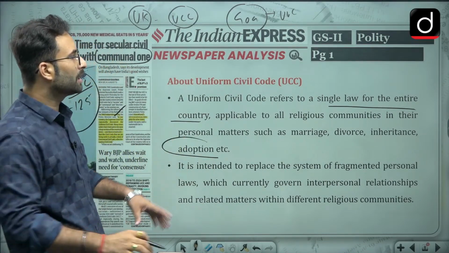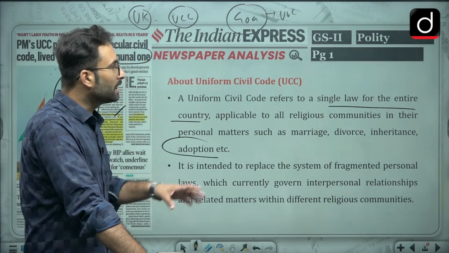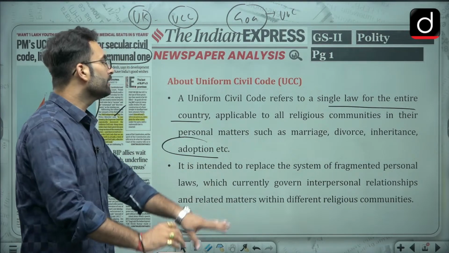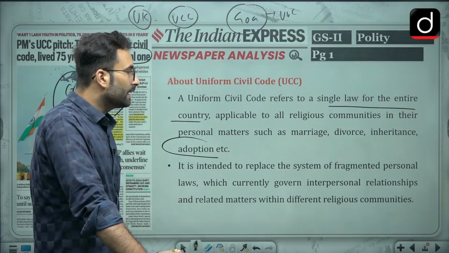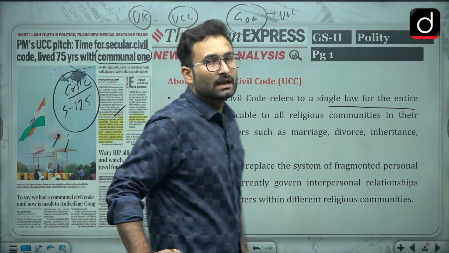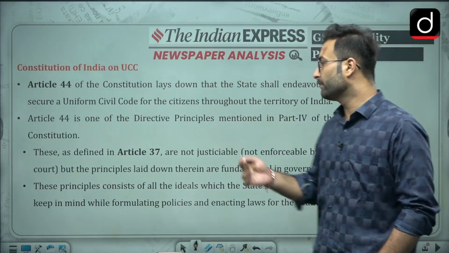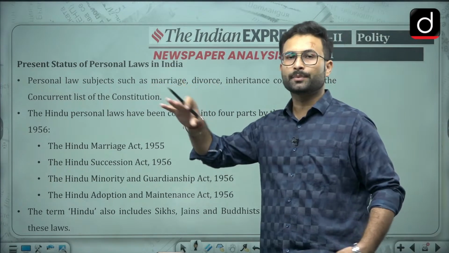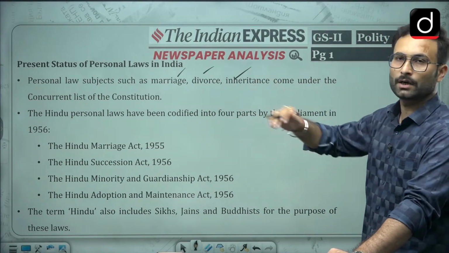Now when we are talking about adoption or inheritance, these are matters related to your personal life. Okay, so that is why generally we say that there are personal laws. Now moving further, it is intended to replace the system of fragmented personal laws which currently govern interpersonal relations and related matters among different religious communities. For example, when we are talking about Hindus, we have different personal laws. If we take the present status right now, personal laws are subject to marriage, divorce, inheritance and adoption, which we have seen.